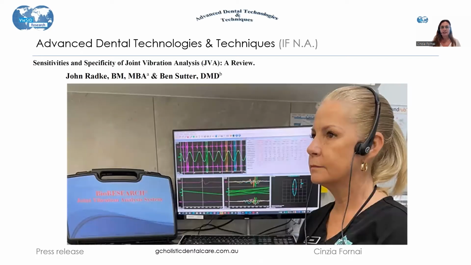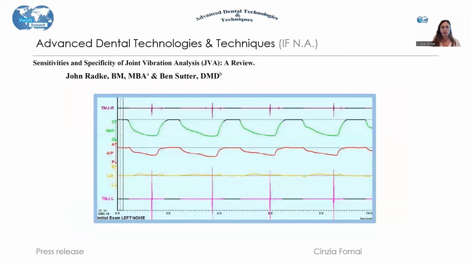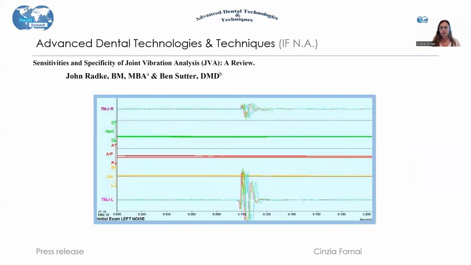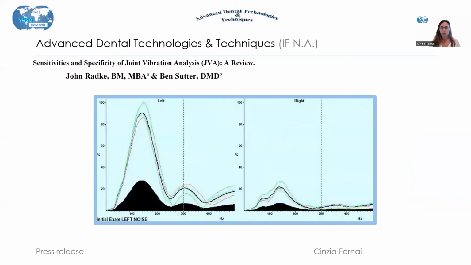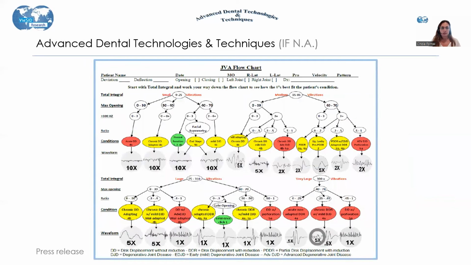In the Advanced Dental Technologies and Techniques, Radke and Sutter describe the joint vibration analysis, a method for the detection of TMJ internal derangement. You see the necessary equipment in the figure. The joint vibration analysis consists in recording vibrations from within the TMJ through an accelerometer, while the subject opens and closes from the maximum intercuspation to maximum comfortable opening, evaluating the intensity and frequency content of the vibration from multiple measurements and comparing also the left and right joints. The outcomes can be then compared to reference values.